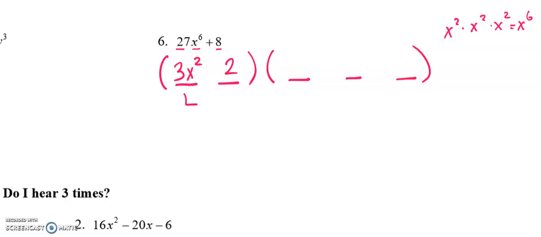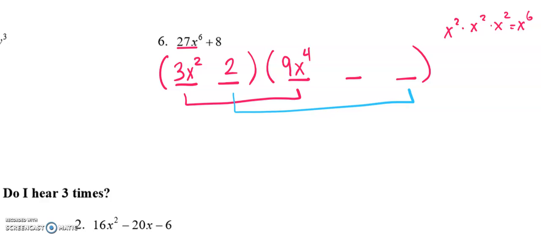The first slots have to be multiplied together to give me the first term. So 3x squared times what will give us 27x to the 6th? I need a 9x to the 4th. Then the back slots have to multiply to give us the back number. 2 times what will give us 8? I need a 4.